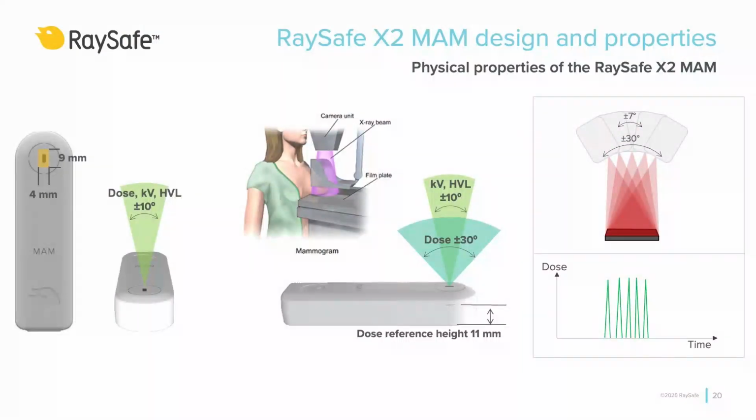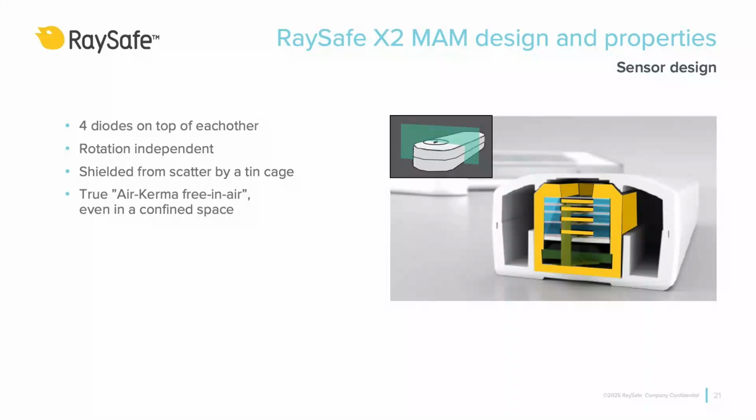In one of the directions, the sensor has an opening of ±10 degrees for dose, HVL, and kVp. If we rotate the sensor 90 degrees, we have a wider opening for dose. This wider plus minus 30 degrees angle makes it possible to capture dose for the wider tomosynthesis sweep. In this case, the sensor must be placed perpendicular to the anode-cathode axis or aligned with the chest wall to capture the whole sweep. And this is how the sensor looks if you cut it in half.